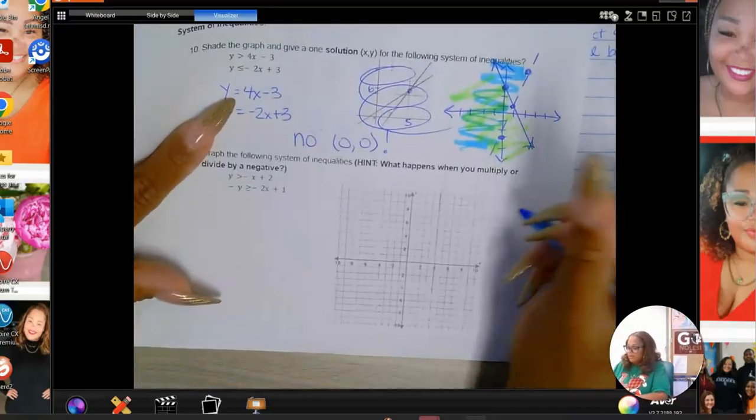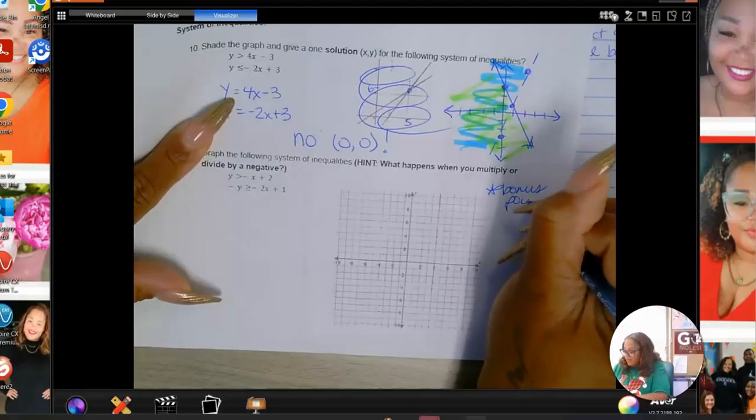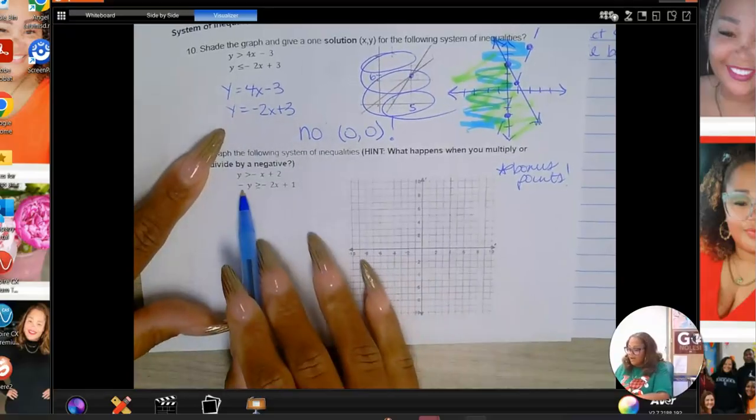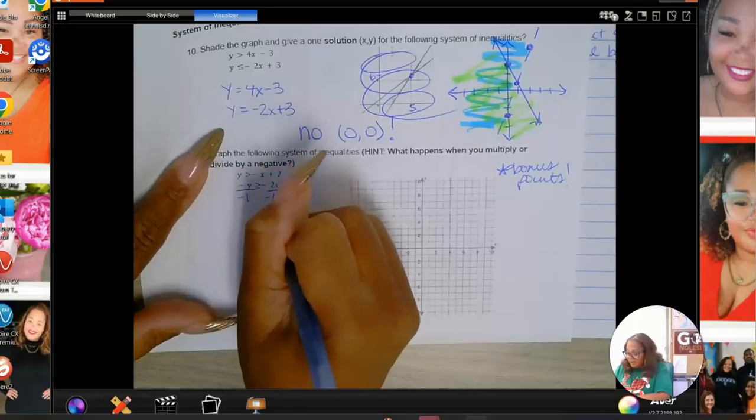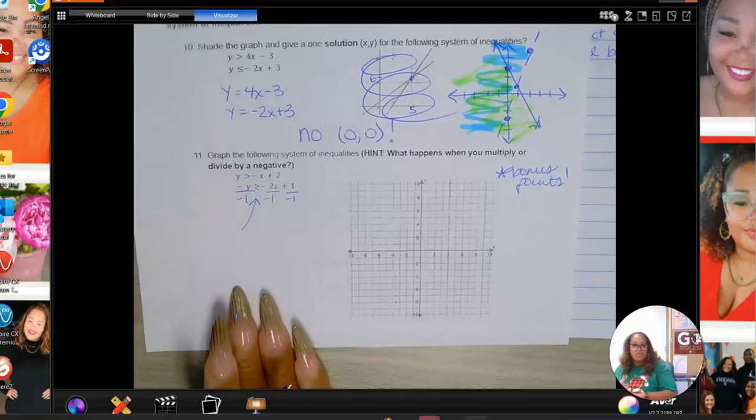Here, I'm doing the same exact thing. More bonus points on that one. You also have to divide by your -1 here. And whenever you divide by a -1, you have to pay attention to what happens to the sign. Good luck.